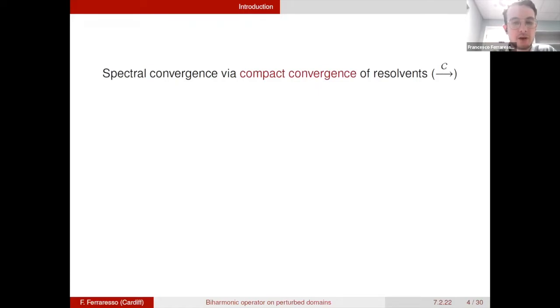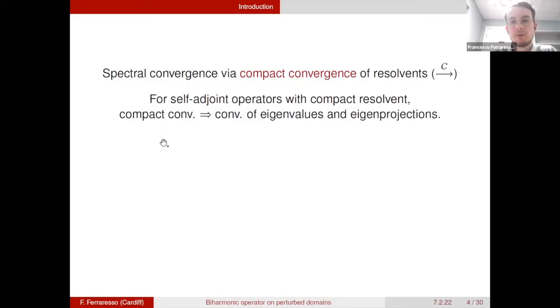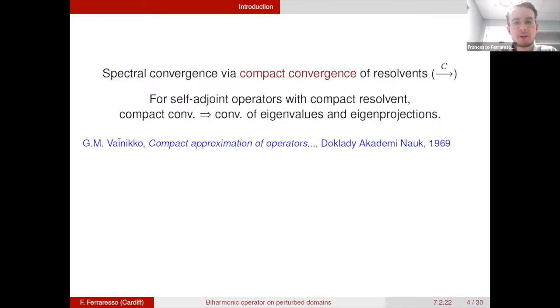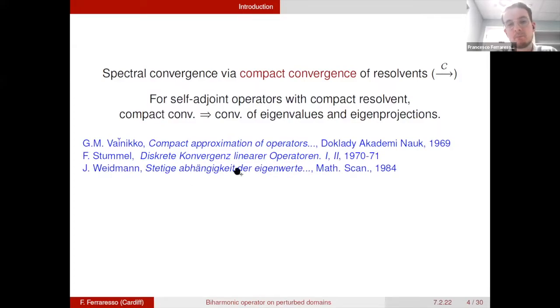Whenever I talk about spectral convergence, I'm thinking about the compact convergence of the resolvent operators, and I will denote this with an arrow with a curly C on top of it. It is well known that for self-adjoint operators with compact resolvent, the compact convergence of resolvent operators implies the convergence of eigenvalues and eigenprojections. This is well known and goes back to the works by Kato and Stummel. Then Weidmann linked the discrete convergence to the norm convergence of the resolvent operators.